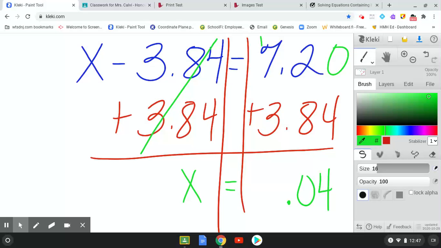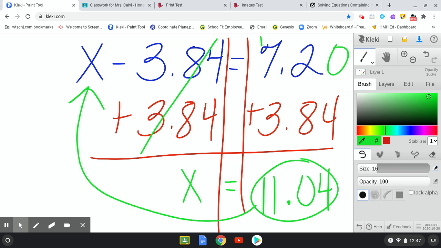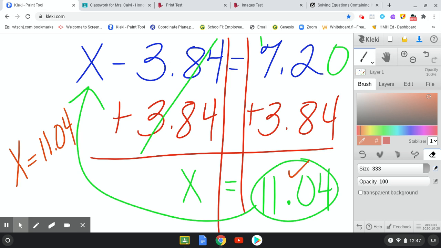1 and 7 is 8. 8 and 3 is 11. So I get x is equal to 11.04 or 11 and 4 hundredths. Now, if I were to plug that 11.04 back in for x, subtract the 3.84, I would in fact get 7.2, telling me that I definitely have a correct answer. So final answer, x is equal to 11.04. Okay, pretty simple, just using decimals.